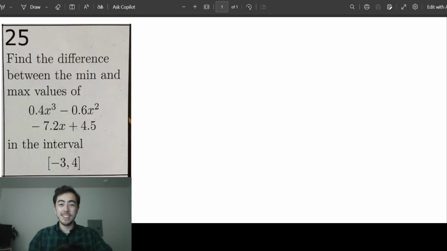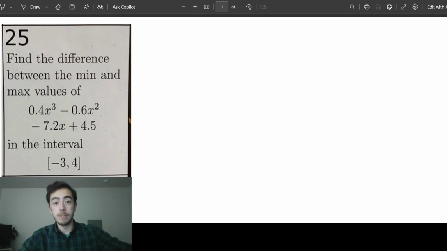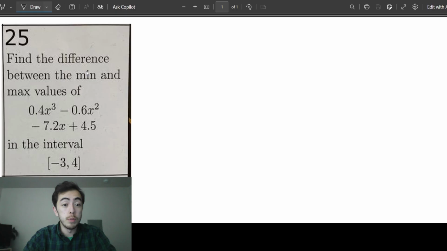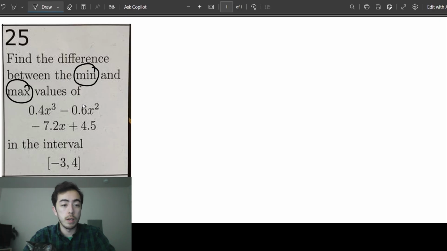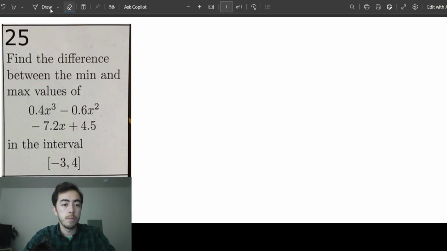Today's October 25th, and we're solving problem 298 from the Daily Epsilon calendar. And the answer should be 25 because that's today's date. So let's find the difference between the minimum and the maximum values of this polynomial on the closed interval from -3 to 4.